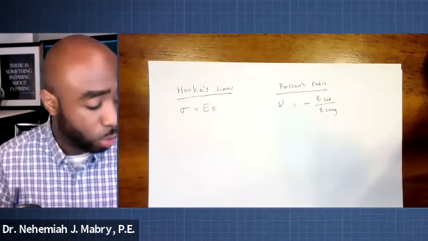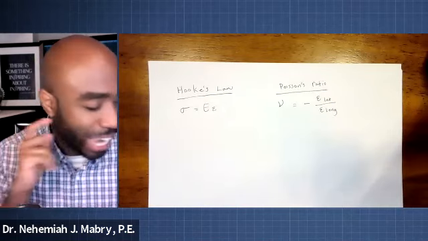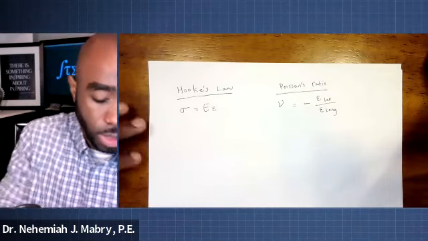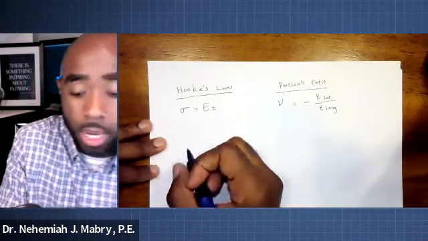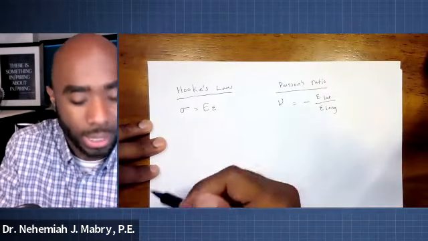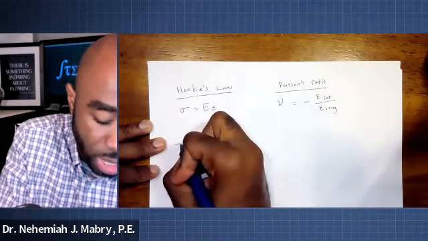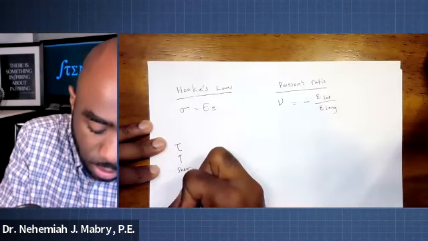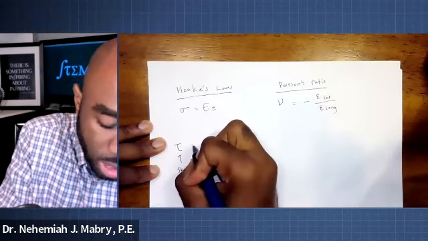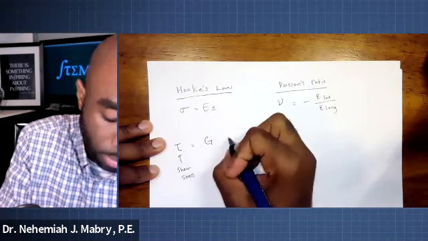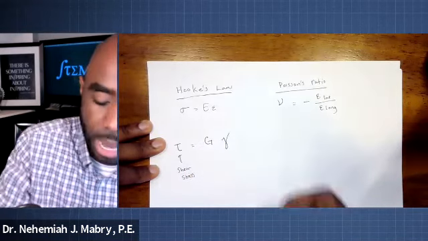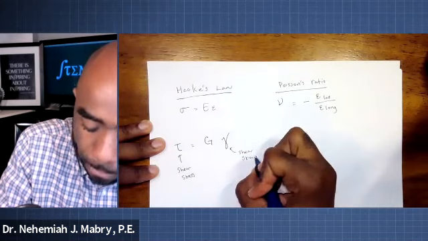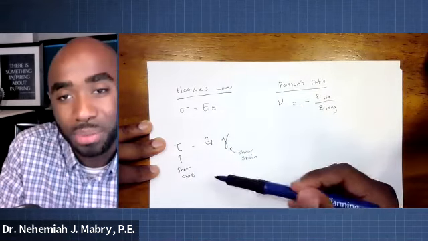And then last thing I want to show you really quick. I'm sorry, not last thing. I got two more equations to show you before we do one more example. I want to show you here that there is this relationship, just like Hooke's law, but it deals with shear. So you have tau, which is shear stress, equals G times gamma. This here is shear strain.